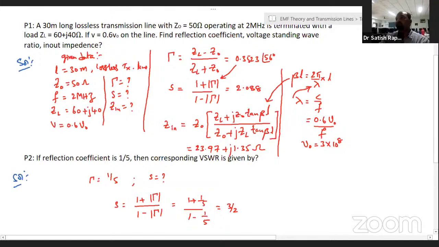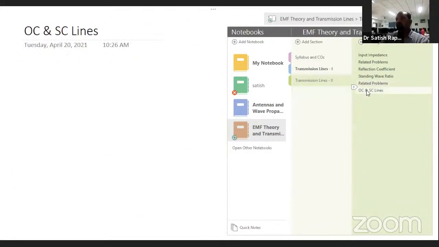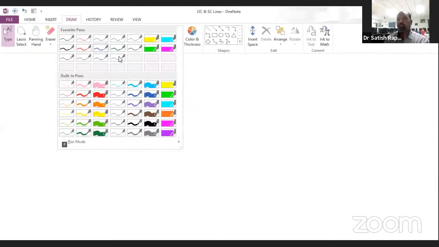Let me switch to another topic: open circuit and short circuit transmission lines. This is one more interesting topic: open circuited and short circuited transmission lines.